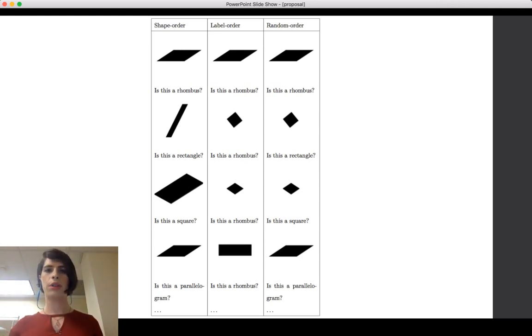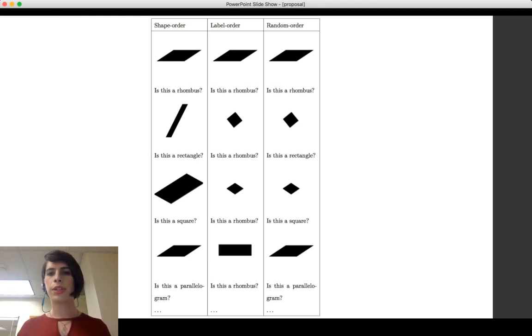And for the label order, I will do the exact converse with labels. So keep the label constant and alternate randomly the shapes. And this will be compared to a random order condition, where it's going to be just like experiment 2, where the actual shapes and the labels both are randomized.